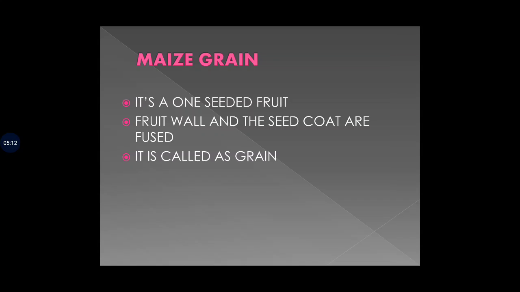Why do we call it a grain and not a fruit? Since the fruit wall and the seed coat are fused together, therefore we call it a grain, or maize grain, and not a fruit.